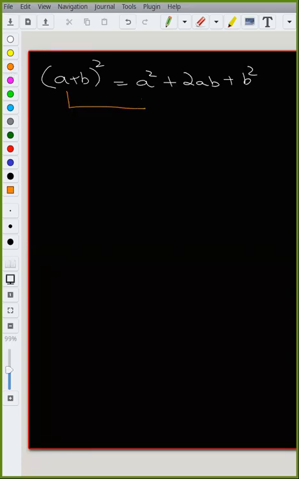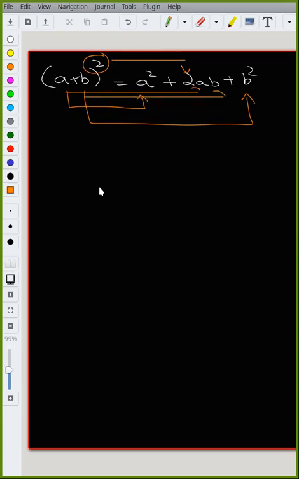How did I do this? I took the square of the first term. I took the square of the last term. I do 2 times the first term into the second term. This is how it basically works out, because it was a square, so it became 2 times the first term into the second term.